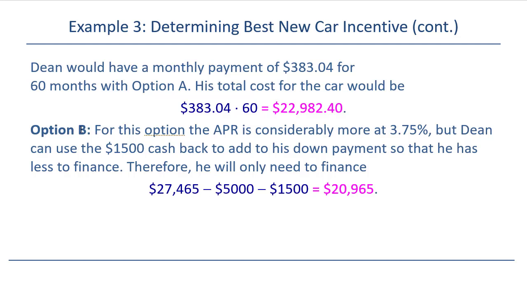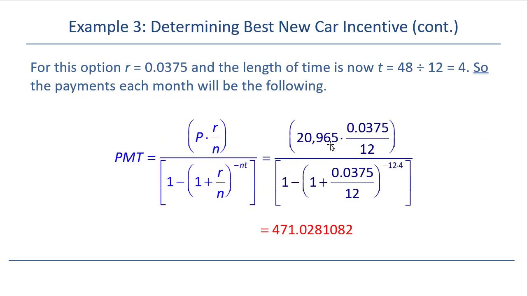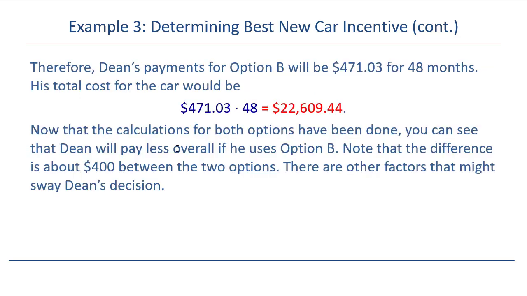Option B is the APR is 3.75%, but he can use $1,500 cash back to add to his down payment. So now he's got the $27,465, subtracting the $5,000 that he has, subtract the $1,500 they give him. Now he's going to finance $20,965. Plug that into the formula. Higher interest rate, less amount of time, right? Only 4 years, so 48 months. We get a higher payment of $471. But then we take that 471, we multiply it by 48, and we see that we get $22,609.